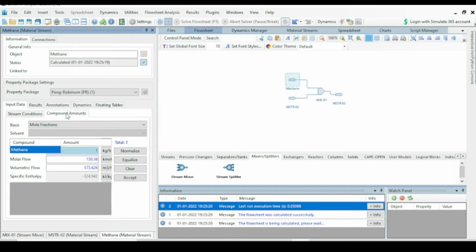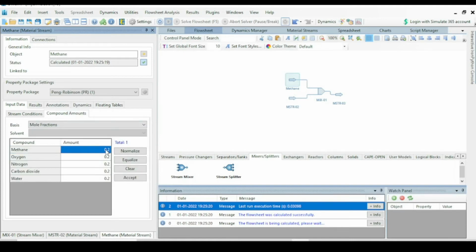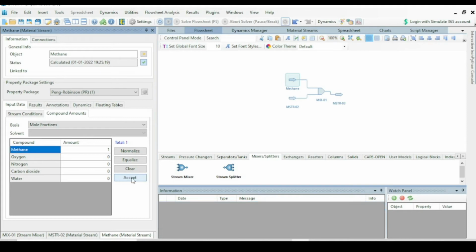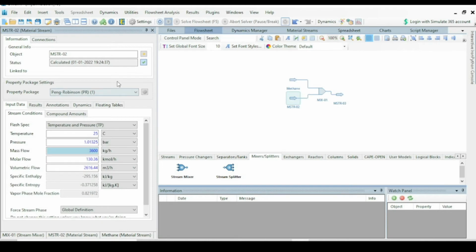Now click on the compound amounts. So it's pure methane. Just write 1 in front of methane and 0 for all others, and click accept. Okay, then go to the material stream 2 and name it air, and the air is 25 degrees C, 1.5 bar pressure.